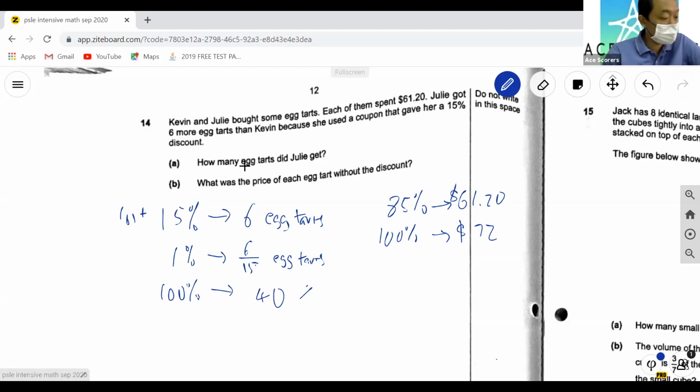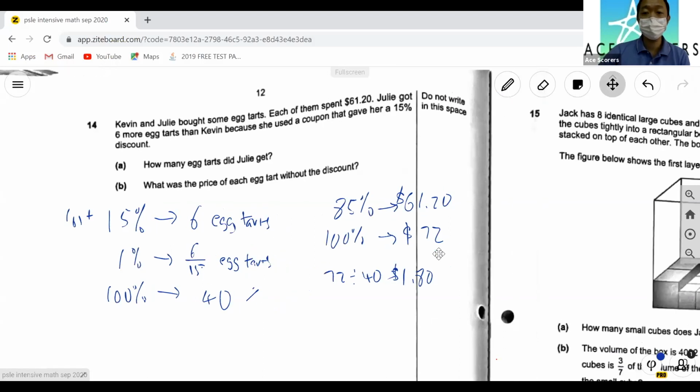So you divide 72 divided by 48, $1.80. Okay, so that's the price of one egg tart. So you see, misconception, right? Must know all heuristic? Not really. All these are simple.